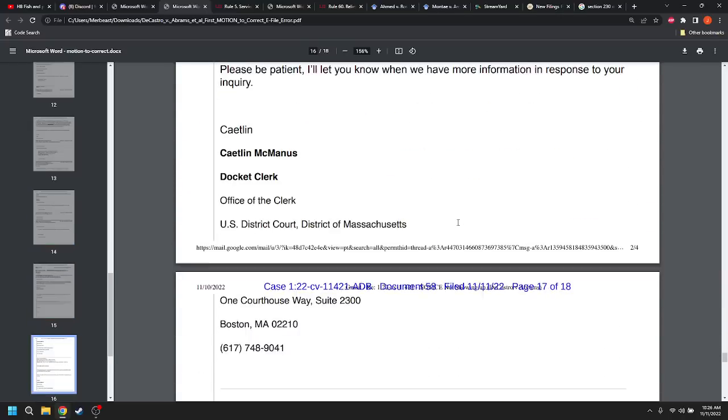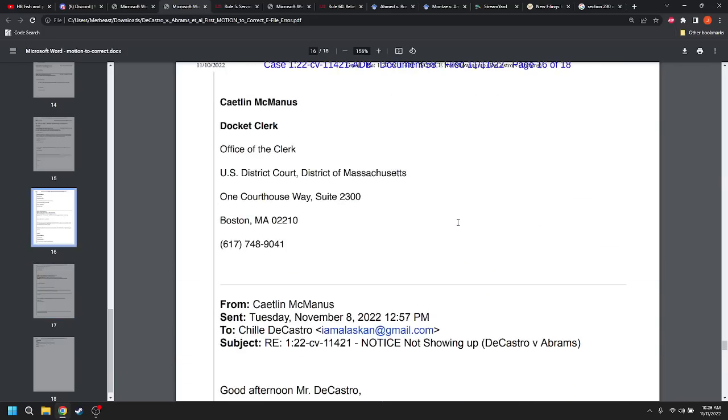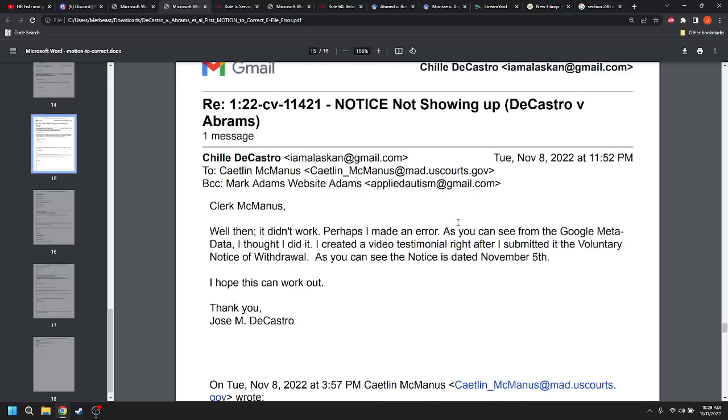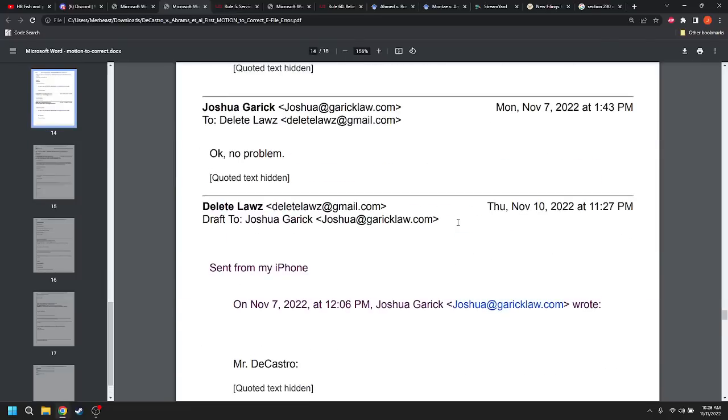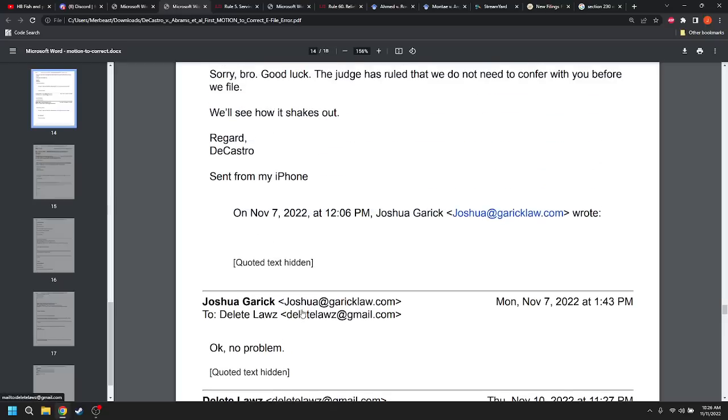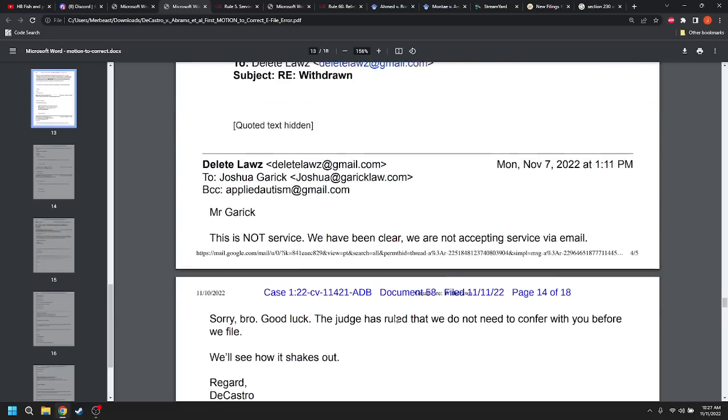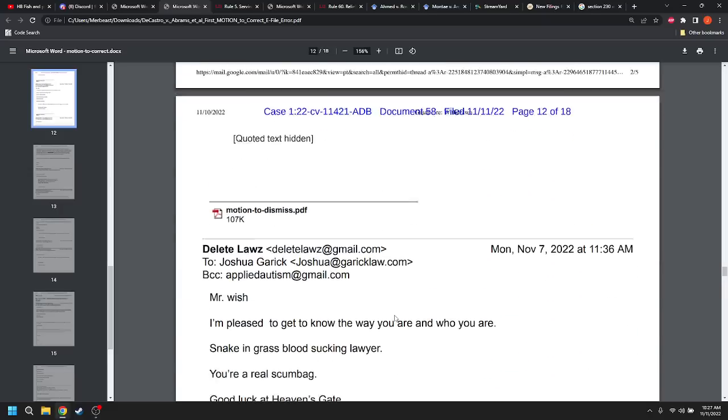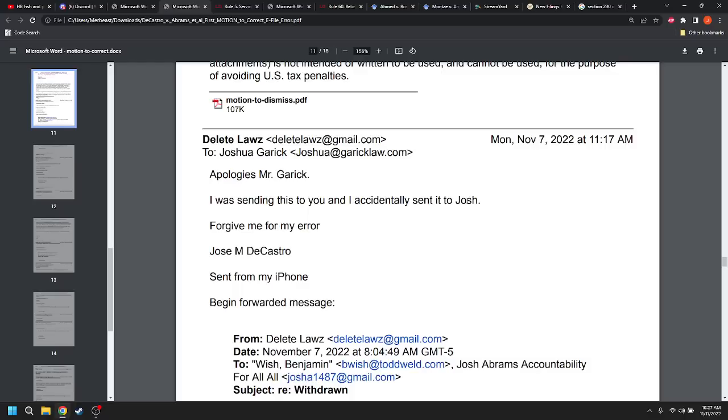Oh, did he actually send it to the wrong Josh? This is just a draft, okay. So November 7th at 1:43 p.m. is where the start of this email exchange went. Okay. I'm getting it. So it looks like he sent it to Josh Abrams. Yeah, he sent it to the wrong Josh. Uh-oh. He didn't serve it on the attorney of record. Uh-oh. I was saying this to you and I accidentally said it to Josh. Forgive me my error. There is a certain point at which errors stop being forgiven, Chili.